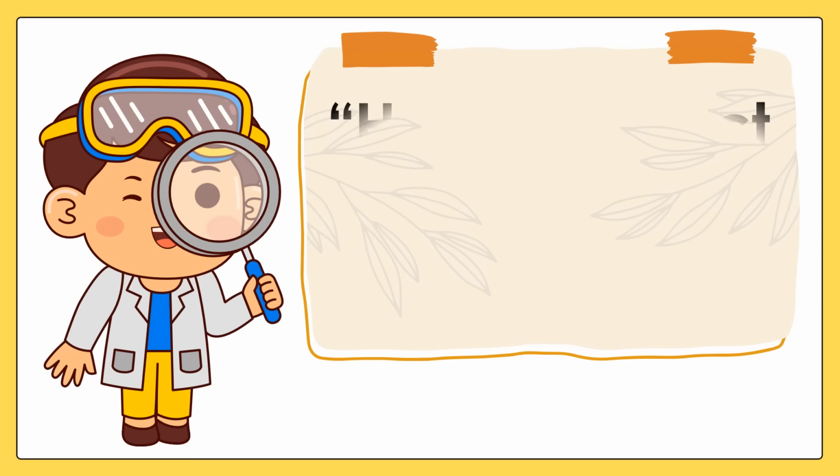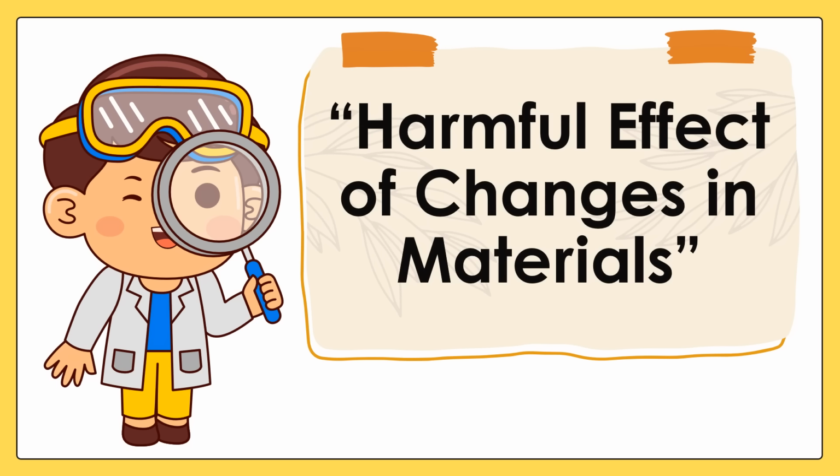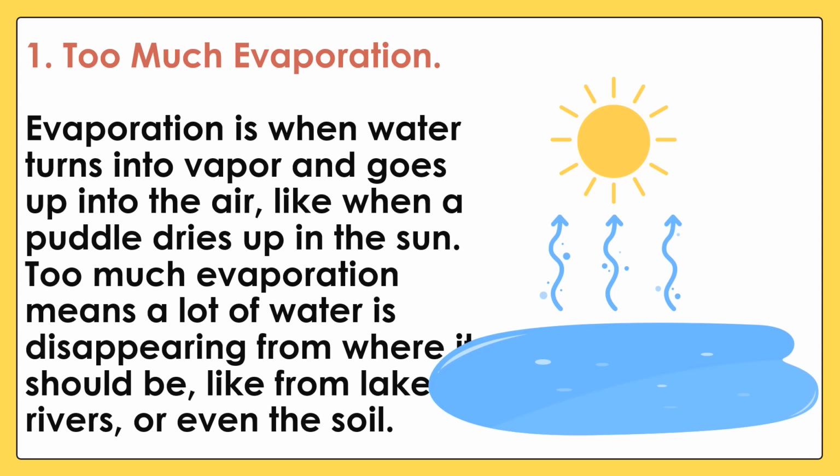Now, let us talk about harmful effect of changes in materials. Number 1, too much evaporation. Evaporation is when water turns into vapor and goes up into the air, like when a puddle dries up in the sun. Too much evaporation means a lot of water is disappearing from where it should be, like from the lake, rivers, or even the soil.